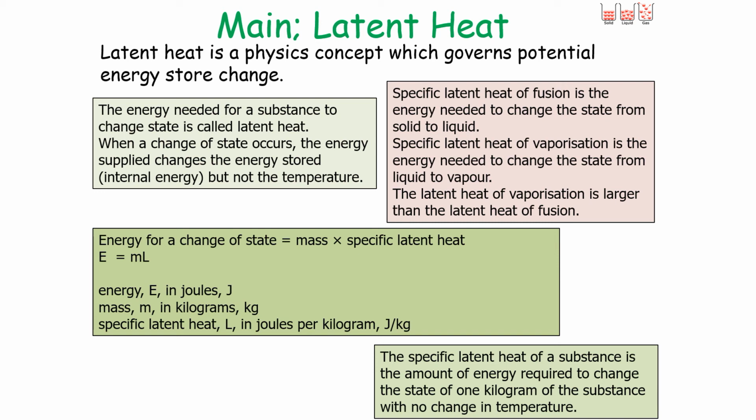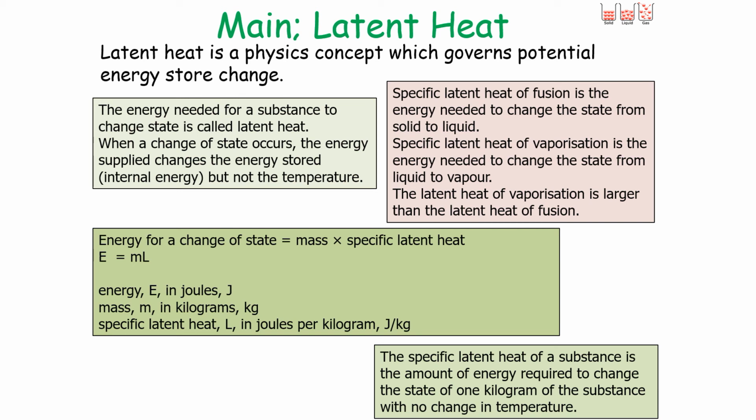The energy needed for the substance to change state is called the latent heat. When a change of state occurs, the energy supply changes the energy stored but not the temperature. Now the specific latent heat of a substance is the amount of energy required to change the state of 1 kilogram of a substance with no change in temperature. And we can work this out by saying E is equal to m, mass, times L, the specific latent heat. And the specific latent heat of fusion is the energy needed to change the state from solid to liquid. The specific latent heat of vaporization is the energy needed to change the state from liquid to vapor. The latent heat of vaporization is larger than the latent heat of fusion.